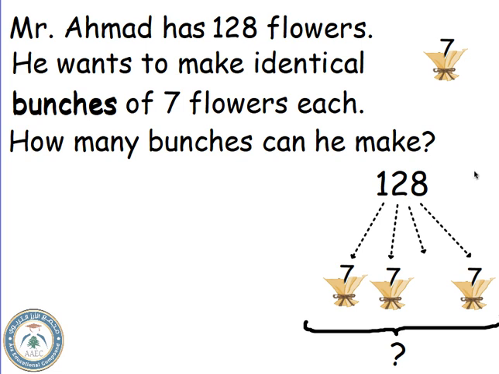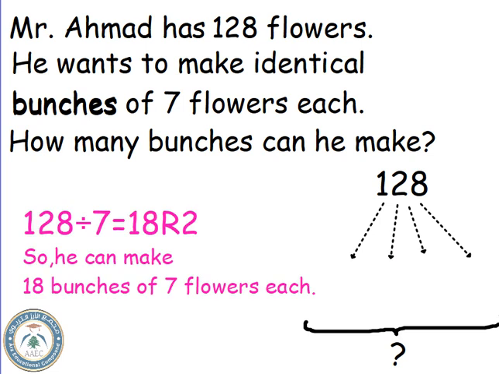So this is not multiplication, this is division, because every time we are taking 7, 7, 7, 7, okay, the number decreases, not increases, so the number will be smaller. Okay, it is division. We divide what by what? The big number, 128 divided by 7. You will divide normally using the division algorithm on your copybook or scratch, and you will find the answer. So after we divide, we get quotient 18, remainder 2. So here he will make 18 bunches of 7 flowers each. Okay, you see quotient and remainder.